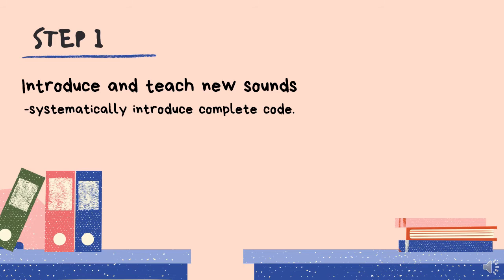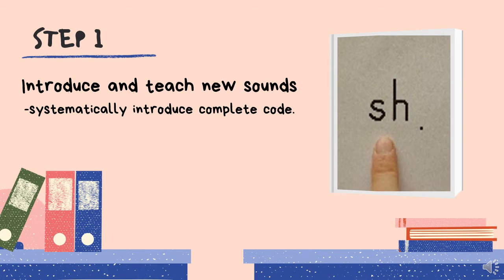The most effective way to ensure that the child acquires the necessary knowledge is to directly and systematically teach them the complete phonemic code. These are the vowel sounds, consonant digraphs, vowel combinations, and so on. Let's say, for example, S and H. What is the sound of S and H? It sounds like this: sh, as in she.